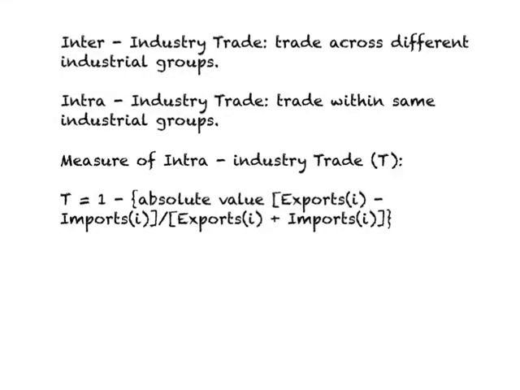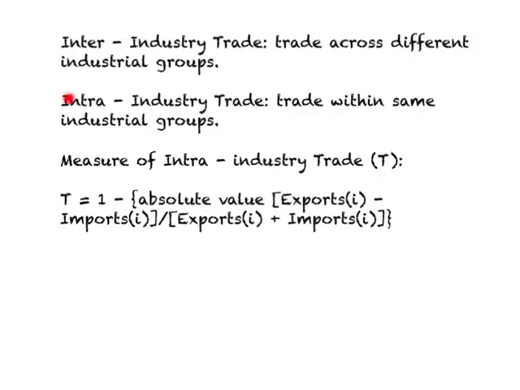World trade can be broken down into two parts depending on the type of trade that takes place. One part is called inter-industry trade, and here the foreign trade is across different industrial groups. For example, in all the models we have considered, one country will export clothing and import food, and the other country will do exactly the opposite. Or in other words, these countries are trading across different industrial groups.